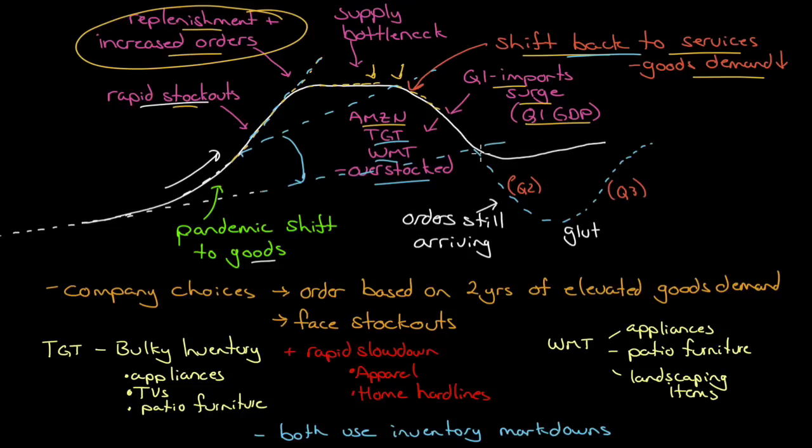You dropped right back to this, right? Well, what's going to happen is orders are still going to be arriving because they were already made. So through Q2, you're still going to have orders arriving and you're going to have an inventory problem. Consistent with what Target and Walmart both said. You'll get a big glut in inventory that has to be worked off.